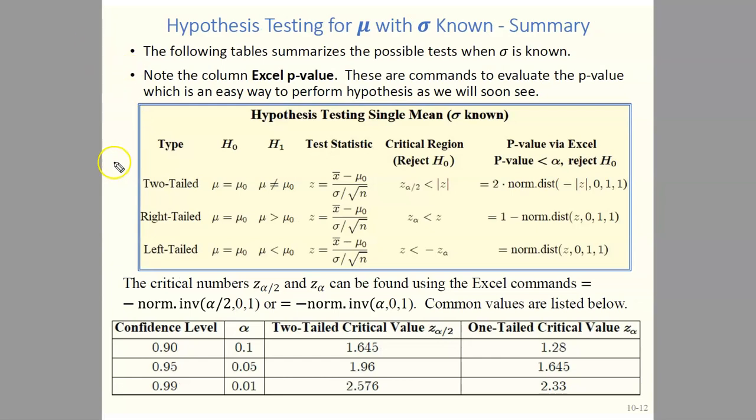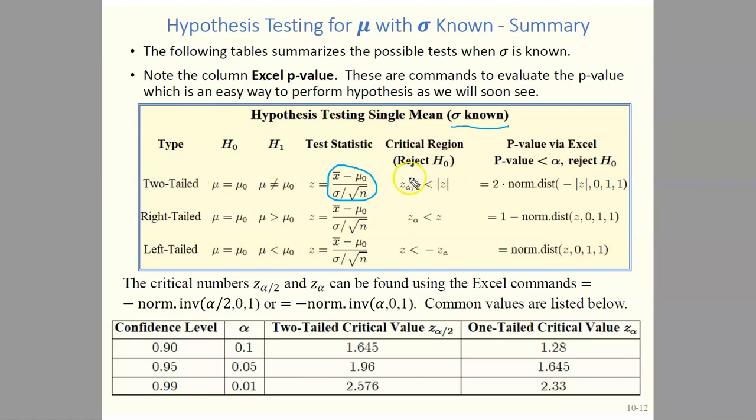And here we have a nice summary table of hypothesis testing for the case when the population standard deviation sigma is known. So each row represents the type of test that you're going to perform: a two-tailed test, a right-tailed test, or a left-tailed test. So for a two-tailed test, you have your null and alternate hypotheses set up like this. You calculate your test statistic, which is the same for each case. And then you compare the test statistic to your critical region.